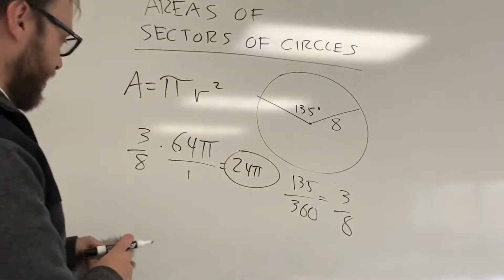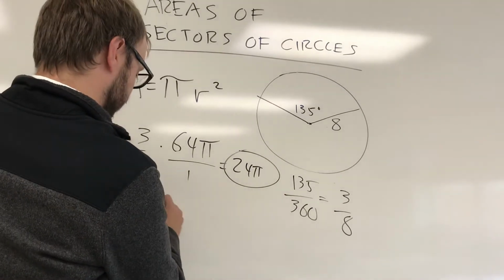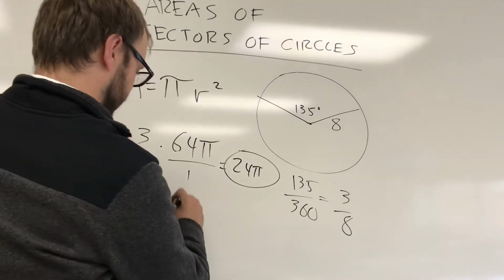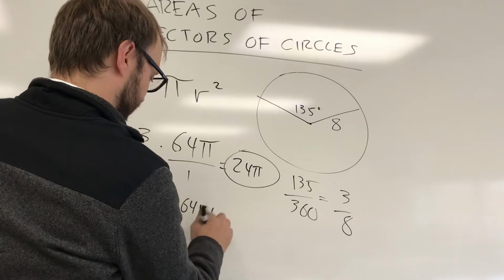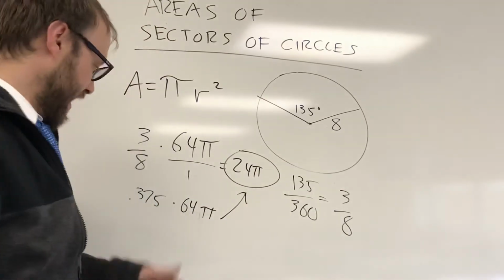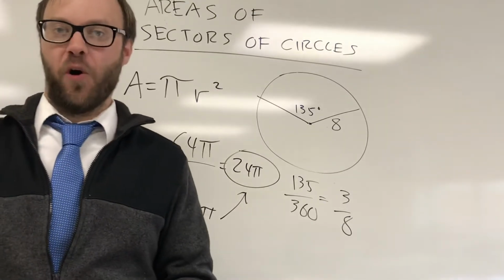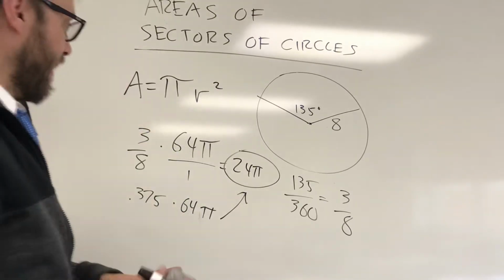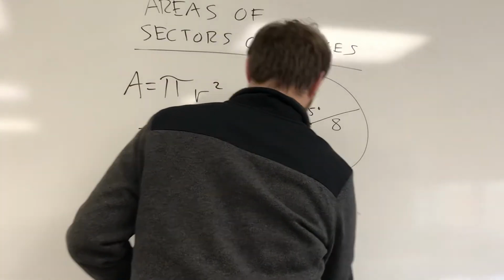By the way, you can turn this into a decimal. You can take 0.375, 3 divided by 8, and you can multiply by 64 pi, and you'll also get the same 24 back if you take 0.375 times 64. All right? Now, you can get some really ugly answers here, but the process is always the same.